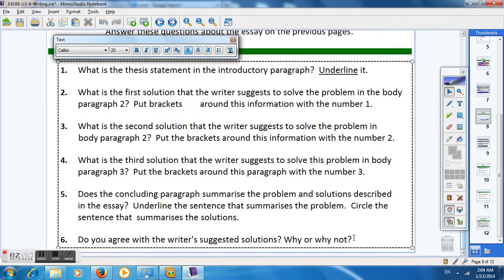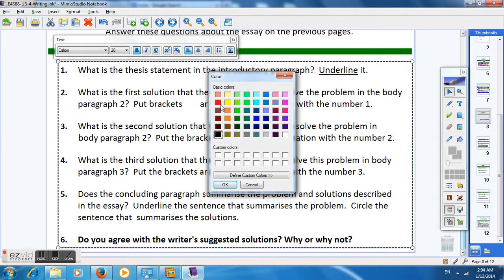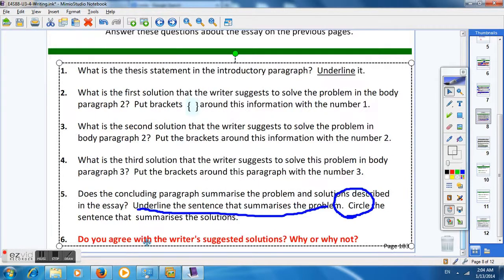Do you agree with the writer's suggested solutions? Why or why not? Could you please write to me the answer to the question? You can just PM the answers to my FB account. Maybe you can just write a paragraph about your opinion. Thank you very much.